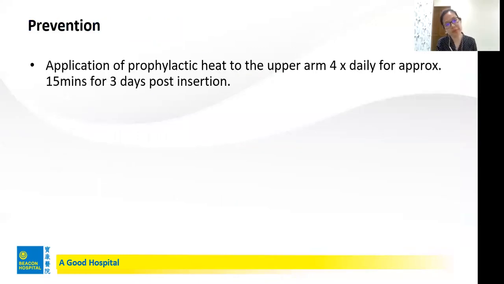How to prevent? You can apply prophylactic heat to the upper arm, some warm compress, 4 times daily, about 15 minutes, for 3 days post insertion.